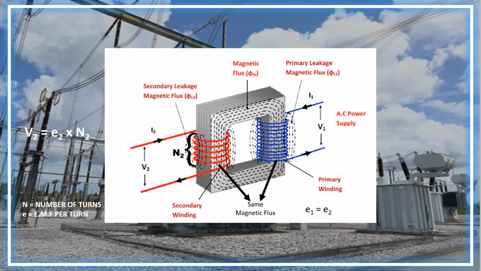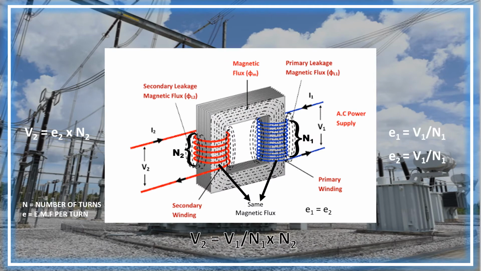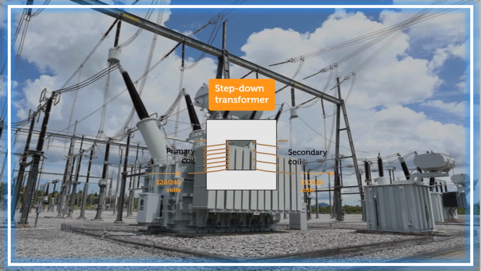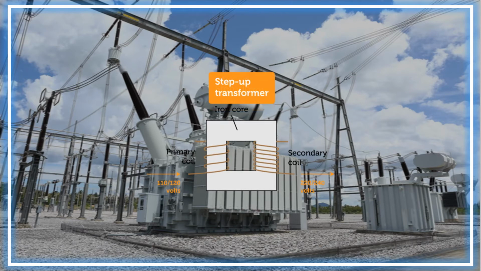The EMF per turn for the primary coil is related to the applied input voltage as shown. As a result, the induced EMF at the secondary coil is expressed as follows. This simply means that with fewer turns in the secondary than in the primary, one can lower the voltage. For the reverse case, one can increase the voltage. But since energy is conserved, the primary and secondary currents have to obey the following relationships.